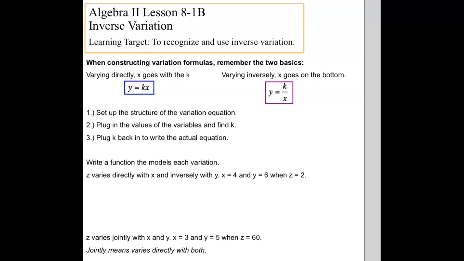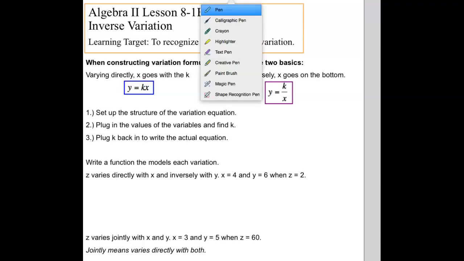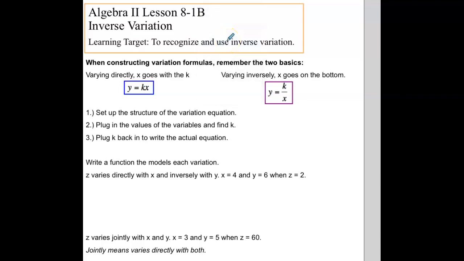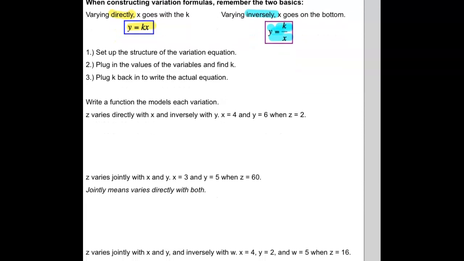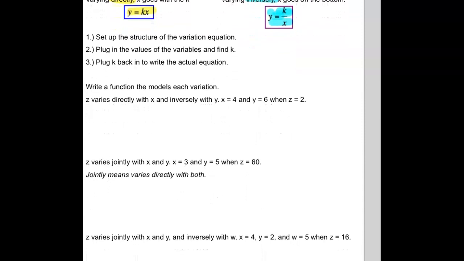If it says varies directly, we need to use y equals k times x. If it says varies inversely, we need to use y equals k divided by x. So our process is we set up the structure of our variation equation based on if it's direct or inverse. We plug in our values that they give us for our variables and use those to find k. And then once we know k, we can plug it back into our actual equation.